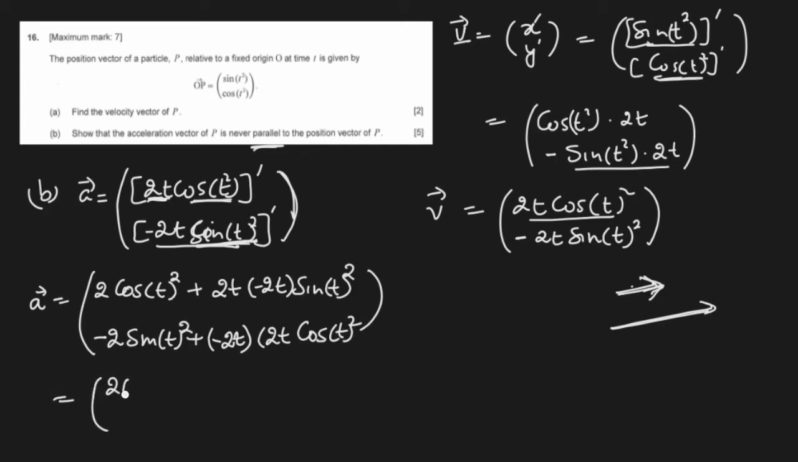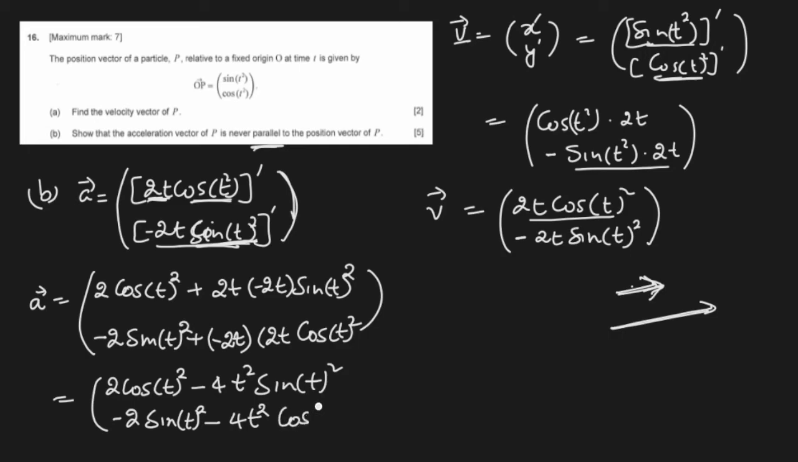It will be 2 cos t square. Mind it, it is not cos square, okay, the angle is being squared. T square minus 4t square sine t square. And what about the y component? Minus 2 sine t square minus 4t square cos t square.